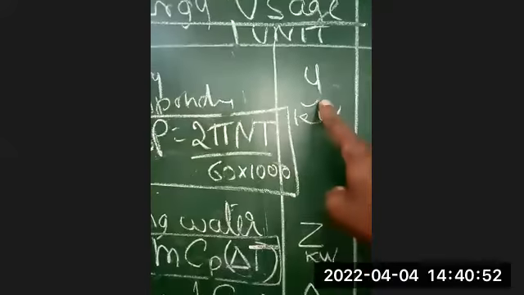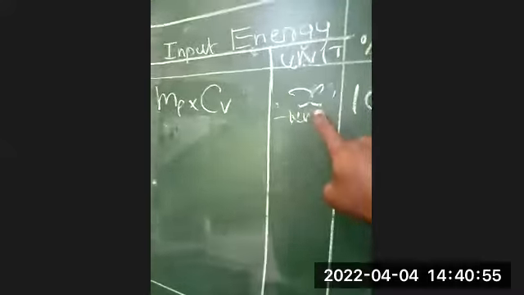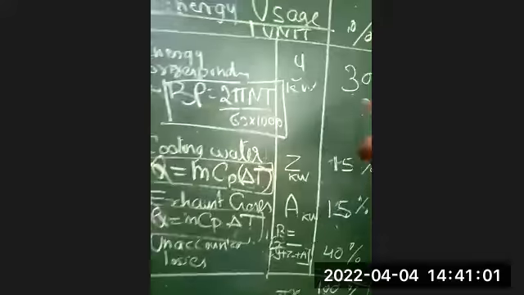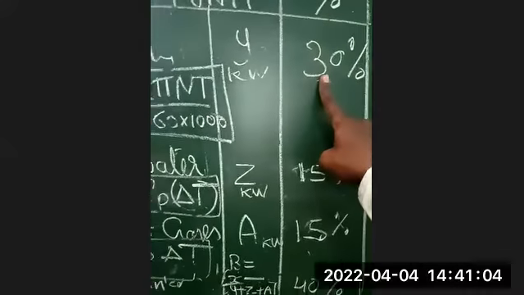So what is thermal efficiency? Thermal efficiency is Y divided by X. Y is the energy output, which is converted into brake power. And X is the energy coming in the form of fuel. So Y divided by X is your thermal efficiency, which accounts to around 30%.